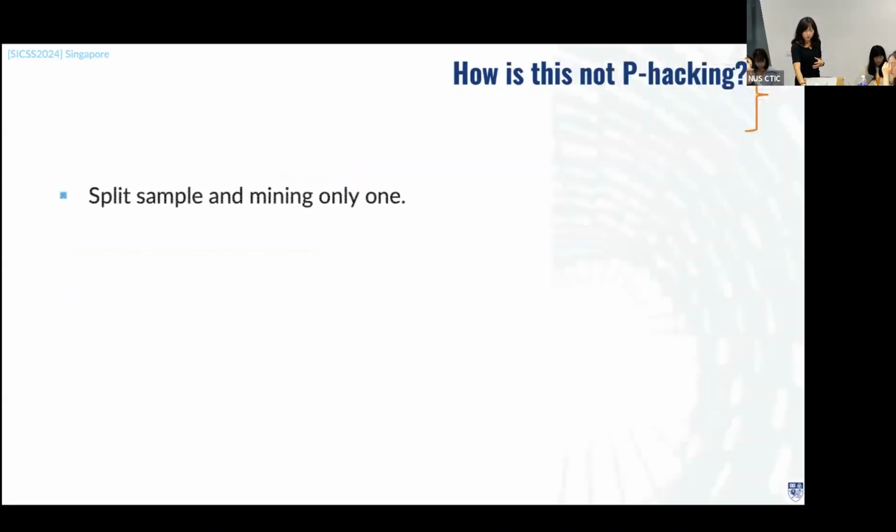So this is important before I show you the results, because every time I share something like this, people are saying this is just p-hacking, right? You're looking for something. Of course it has high p-values. So first, the reason it's not p-hacking is because we're not looking at the second sample at all. So none of the patterns that were found in sample A have anything to do with sample B.